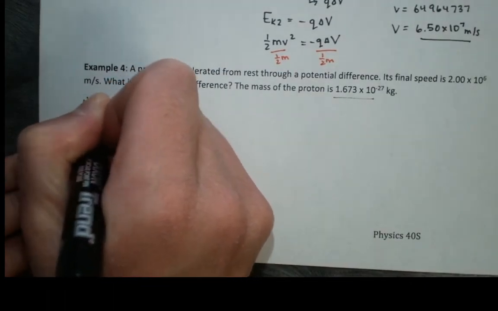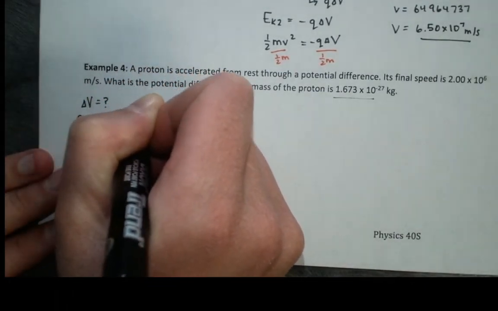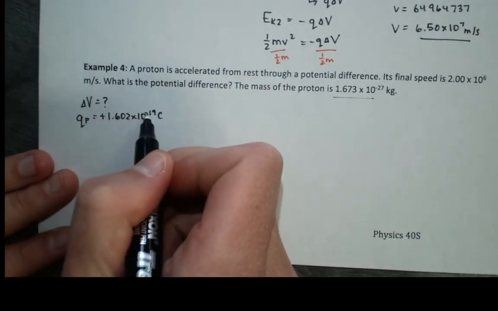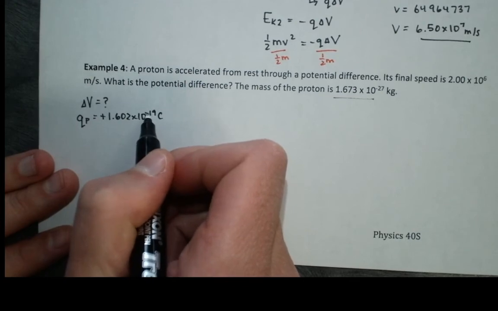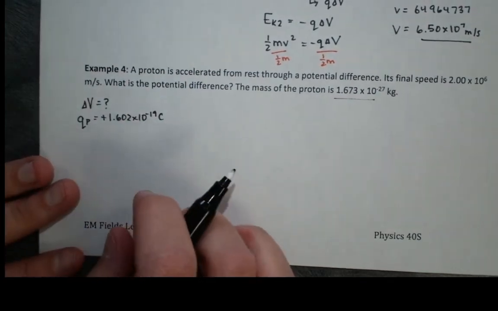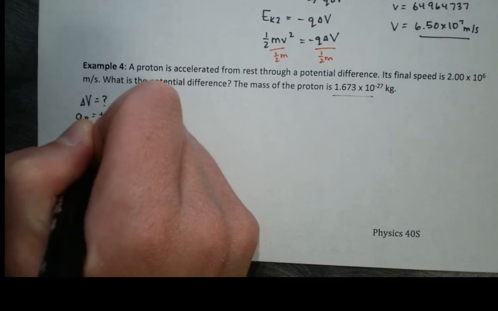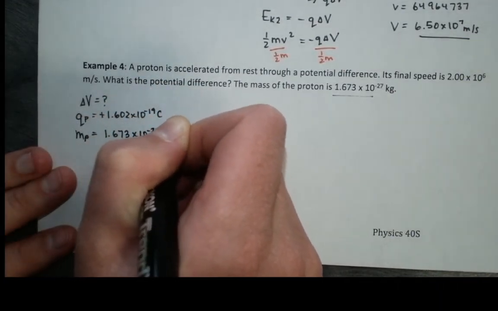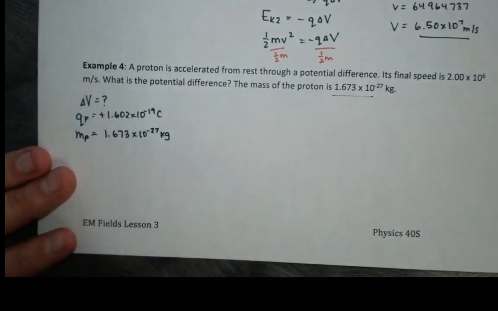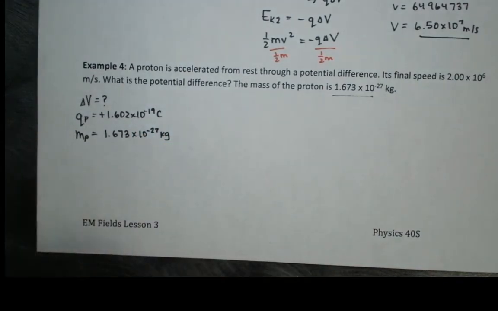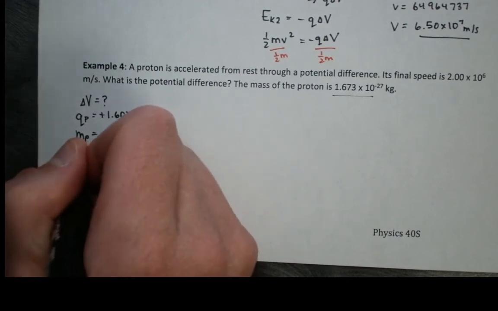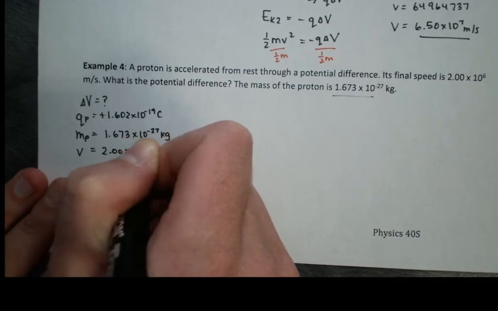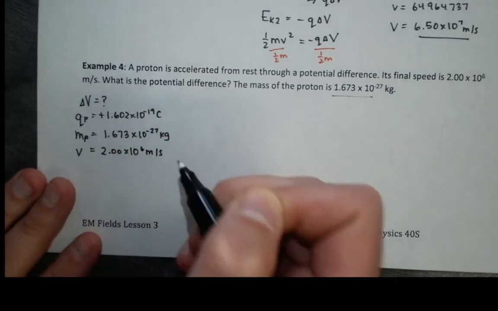Charge of a proton is the same as an electron, just positive. Not the exponent. The exponent is still negative. That doesn't have anything to do with positive or negative number. That just tells us the number is really, really tiny. Mass of a proton is 1.673 times 10 to the negative 27. Usually we just go 1.67. And we know that the final speed is 2 times 10 to the power of 6.